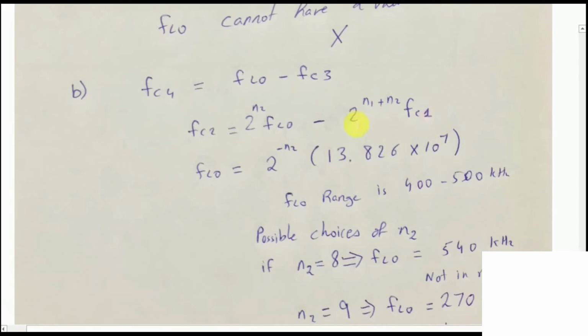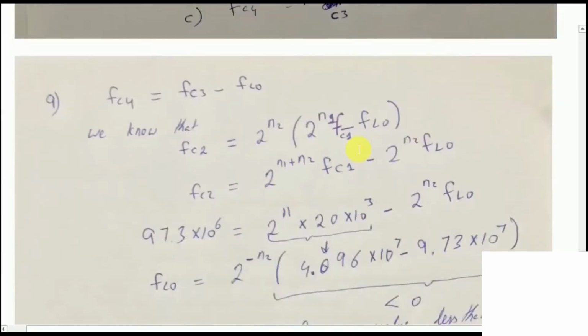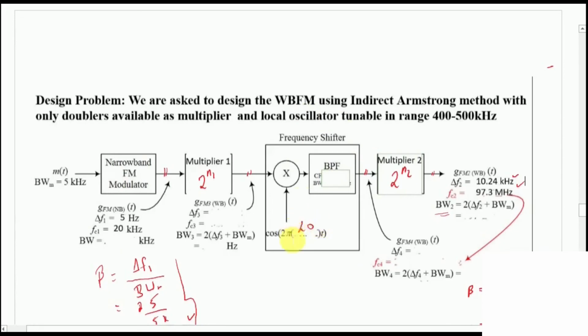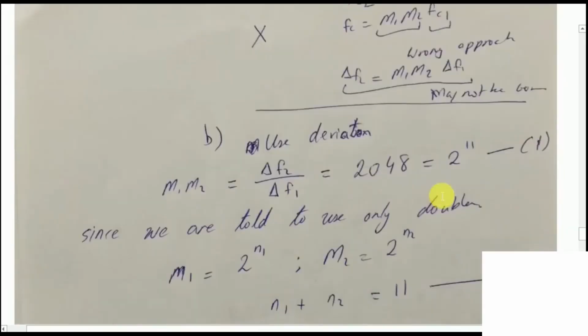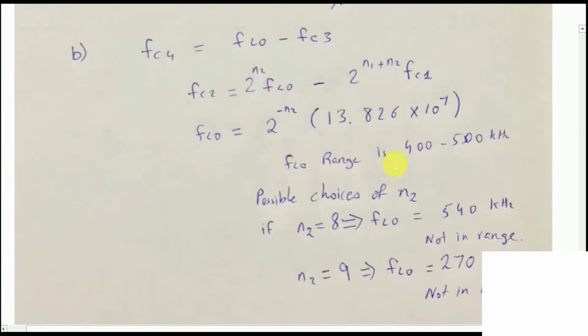So you simplify this and you will eventually get 13.826 into 10 raised to power 7, and this n2 would be appearing over here in terms of minus n2, right? So in the question it is stated that the local oscillator should be in the range of 400 kilohertz to 500 kilohertz, right? So I have reiterated it over here. The FLO should be in the range of 400 kilohertz to 500 kilohertz.